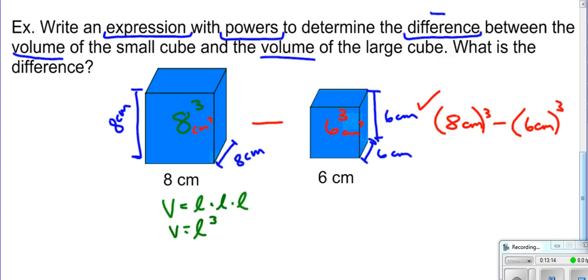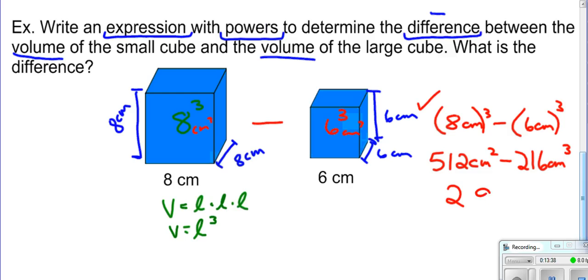Then it says what actually is the difference, so we're going to evaluate this. 8 to the power of 3 is 512 centimeters cubed. Take away 6 to the power of 3, which is 216 centimeters cubed. Again, I've just been using our perfect cube table on our cheat sheet. And when we subtract these, we find the difference.